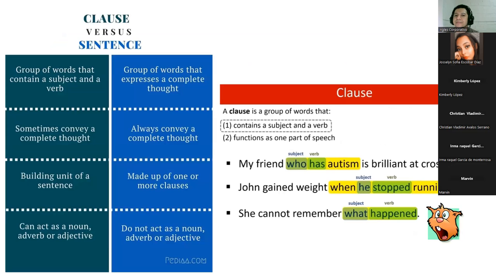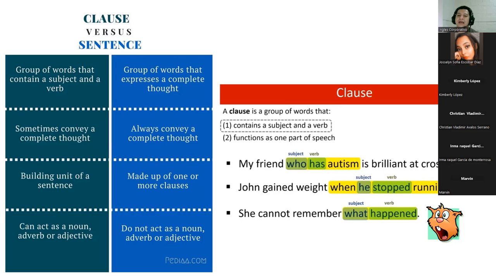And this would be the difference between clause and sentence. A clause is a group of words that contain a subject and a verb. A sentence is a group of words that expresses a complete thought. Siempre la oración siempre va a completar un pensamiento, una idea, ¿verdad? Siempre, no se va a quedar a medias. La clause sí se puede quedar a medias.